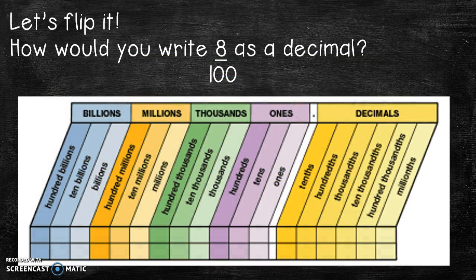Now let's flip it. How would you write 8/100ths as a decimal? Well, we'd put the 8 in the hundredths column, but can we just stop there? Because if we did 0.8, that wouldn't be 8/100ths, would it? No, so we have to add the 0 to hold the place. So if you wanted to write 8/100ths as a decimal, it would be 0.08 or 8/100ths.